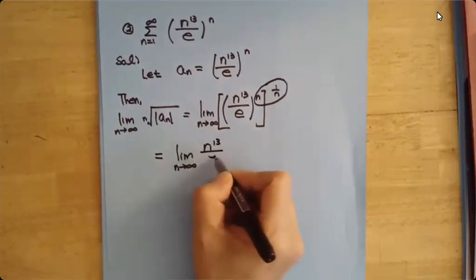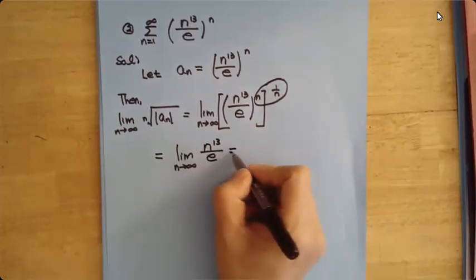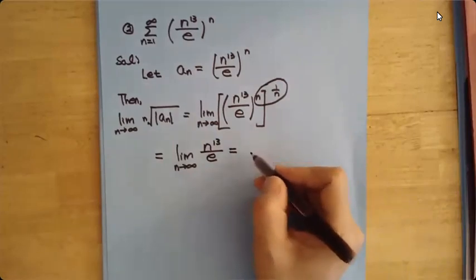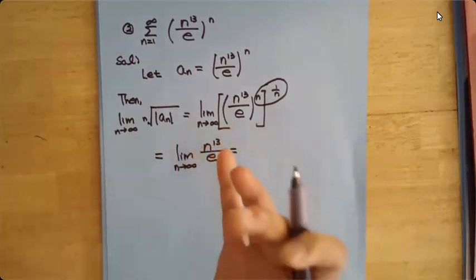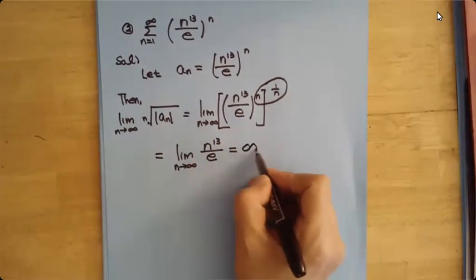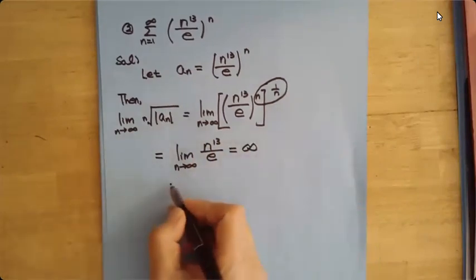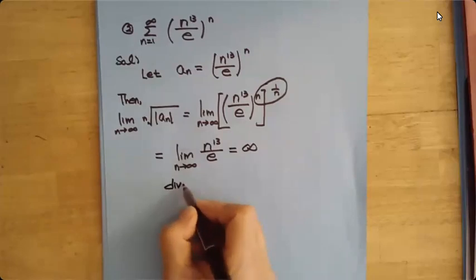So we just think about the limit n goes to infinity of n^13 over e. Then that will grow indefinitely. This time that is located on the numerator, so that becomes infinity. So the series diverges.